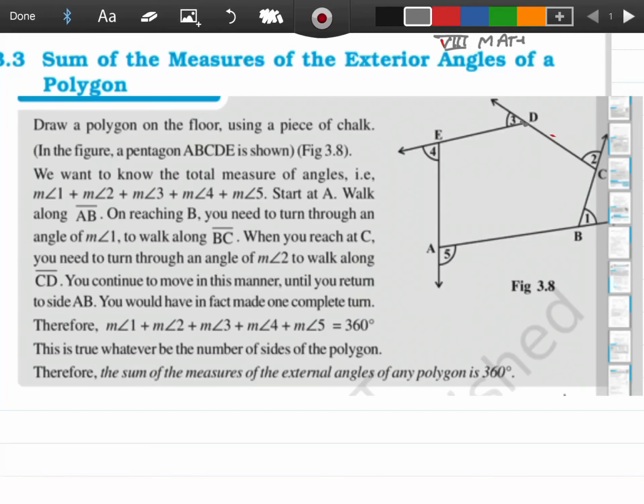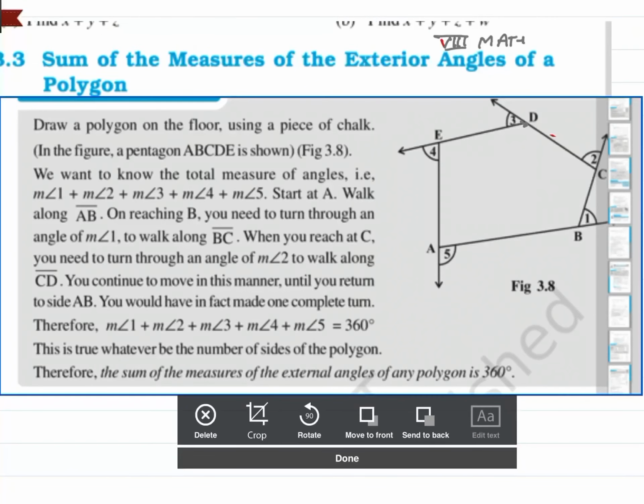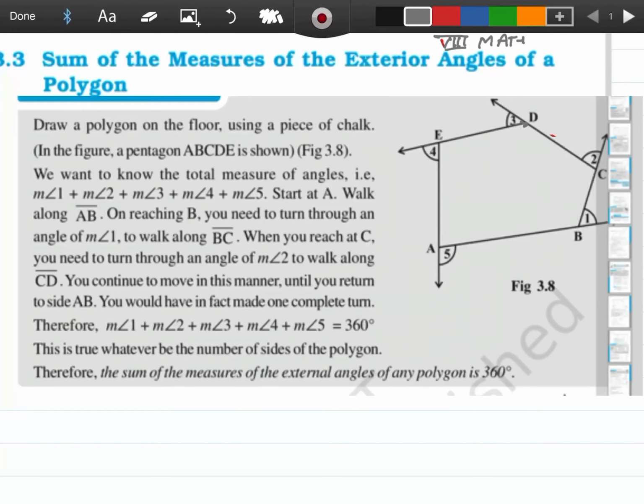Now on reaching point D, to move along the side DE, we will turn through the angle 3. Similarly, from the point E, we will turn through the angle 4 and reach the point A. Now again to move on AB, we have to turn angle 5, and in this way we will complete one turn.